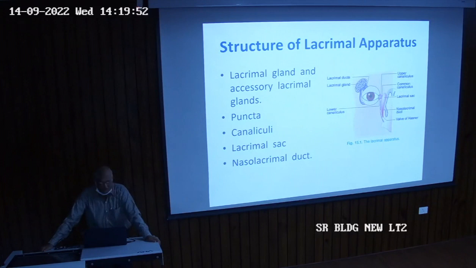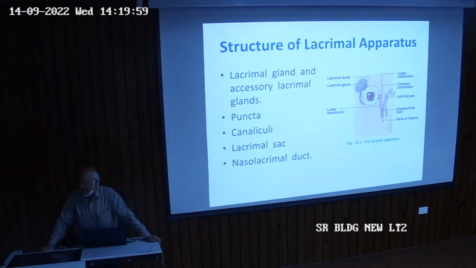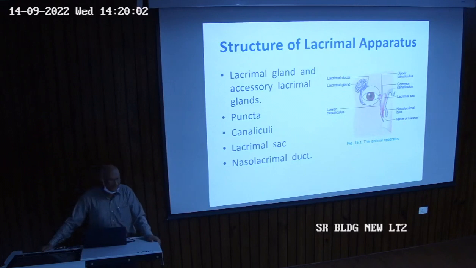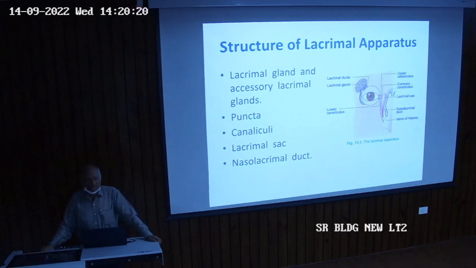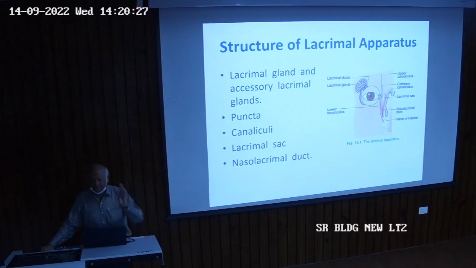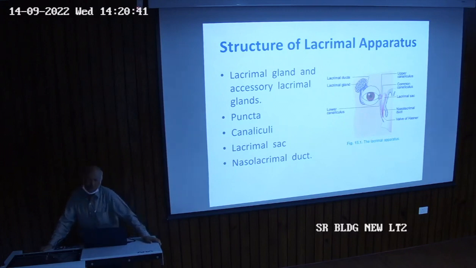Before that, we should know the embryology of the lacrimal glands and the lacrimal apparatus. Anybody know? Lacrimal gland embryology. It arises from which layer? Whenever I start a topic, I take part in the beginning, embryology. There are three germ layers. What are these layers? Ectoderm, then mesoderm, and endoderm. Neuroectoderm is also there. It should be known.